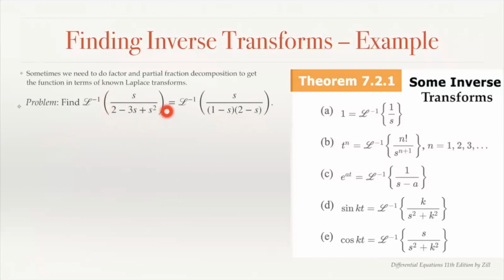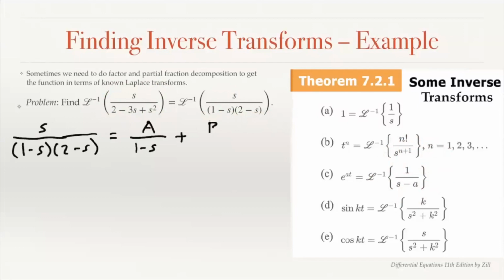So if we were given this, s over 2 minus 3s plus s squared, first thing we should look at is, can we factor that denominator? And we can. You factor it and you get that. So now it looks like we can break it up into something over 1 minus s plus something over 2 minus s. And both of those will look like our e to the at. So let's do that quick recap of partial fraction decomposition. So we want to write this as a over 1 minus s plus b over 2 minus s.